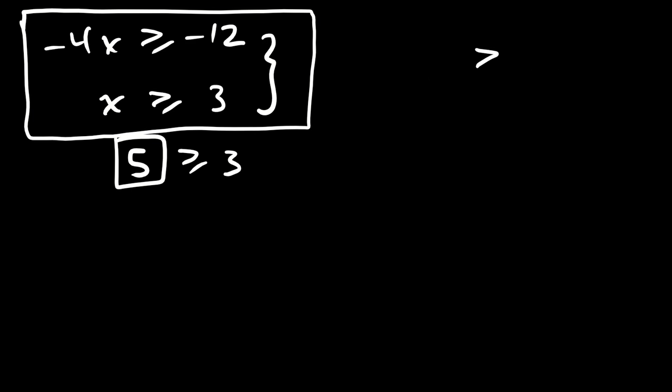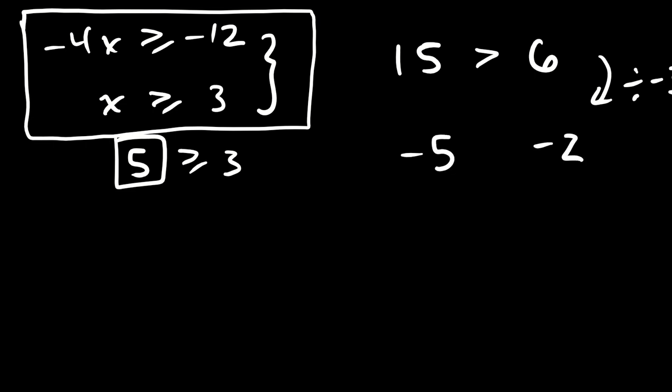Let me try a different number. I'm going to say 15 is larger than 6. That's certainly true. If on my next step I divide both sides by negative 3, that gives me a negative 5 on the left-hand side, and on the right-hand side it gives me a negative 2. Well, you can see this whole thing just flipped over, right?